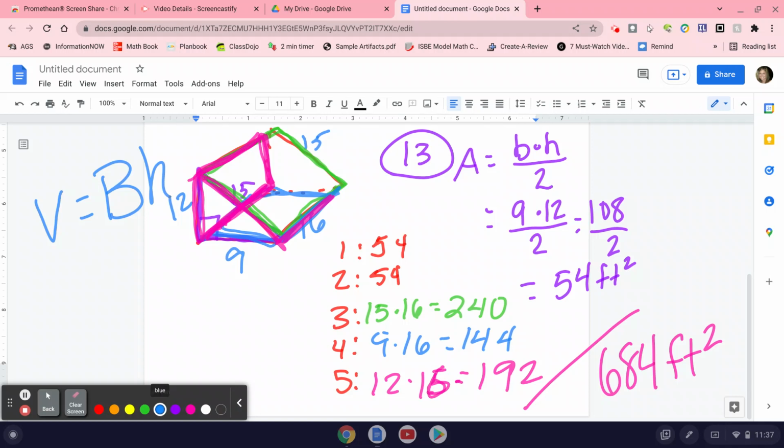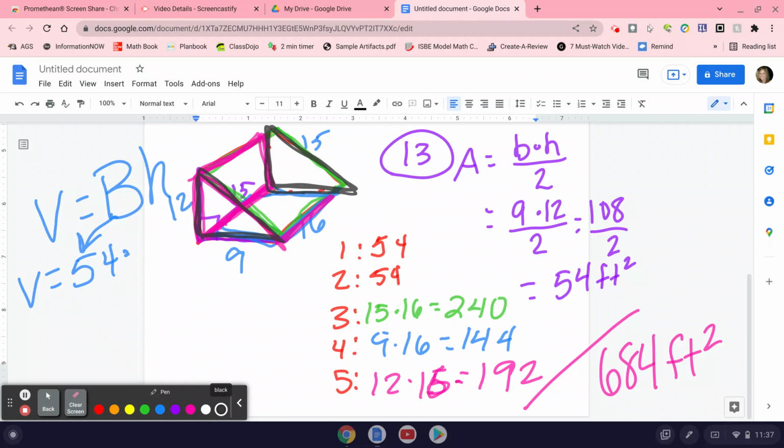What was the area of that triangular base? 54. So for volume, it's actually easier. It's way easier than surface area. The area of the base shape was 54. That was our answer from number 13, times the height of the prism. Remember, the height of the prism is the distance between the bases. So here's one base. Here's my other base.